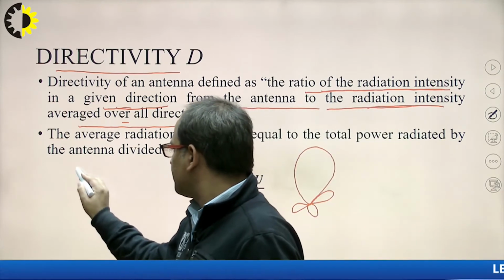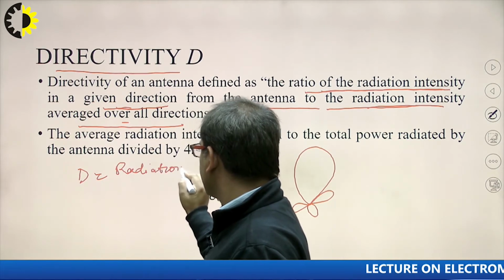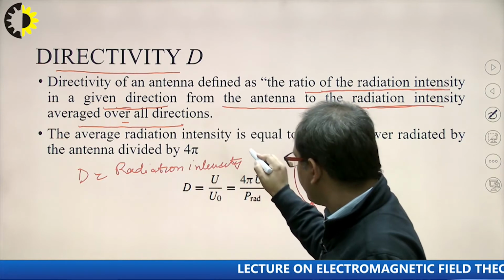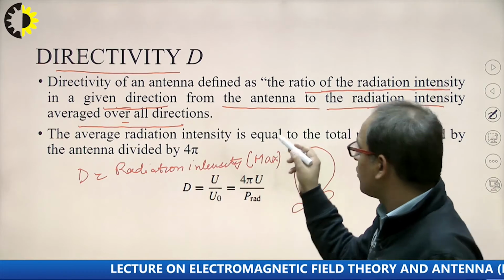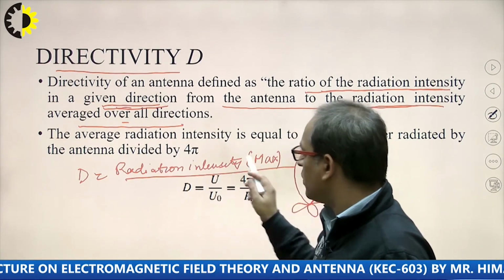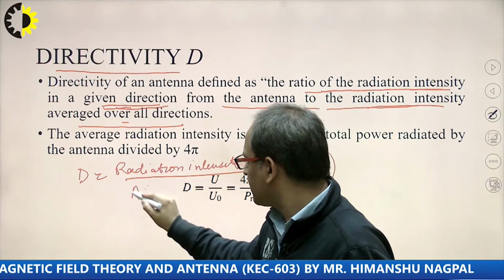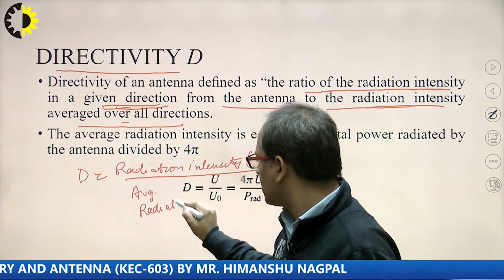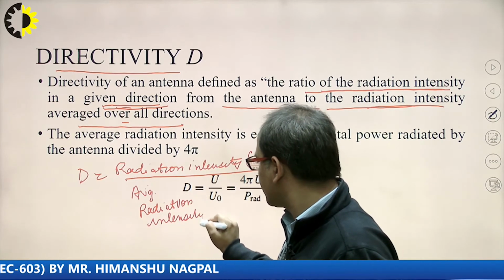It can be defined as the maximum radiation intensity. Why am I calling it maximum? Because I am talking about a given direction, to the what? Average radiation intensity. Clear?